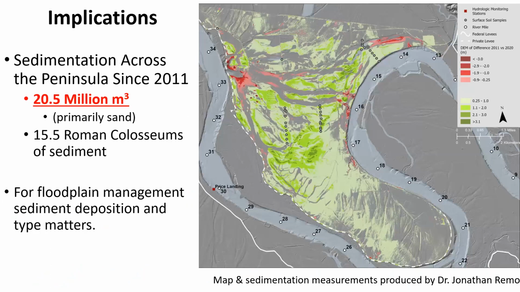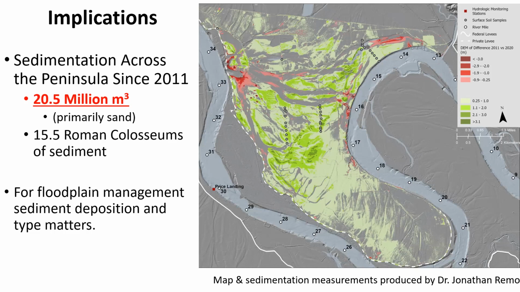Ultimately, though, what kind of implications does this have on a larger scale? Because we need to be able to apply this. Well, we've seen significant sedimentation across the Dogtooth Bend Peninsula since 2011, specifically the deposition of 20.5 million cubic meters of primarily sand across the Dogtooth Bend. And that's depicted here as the various shades of green. Now, this is the equivalent of 15.5 Roman Colosseums worth of sediment being deposited primarily into existing wetlands.